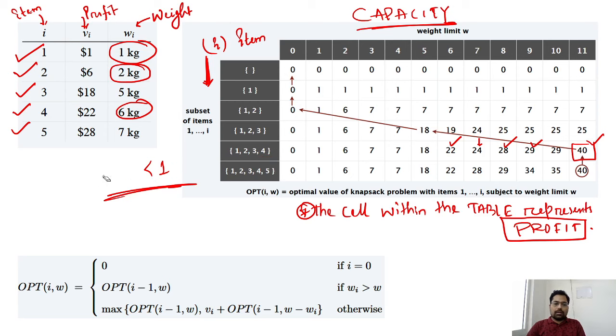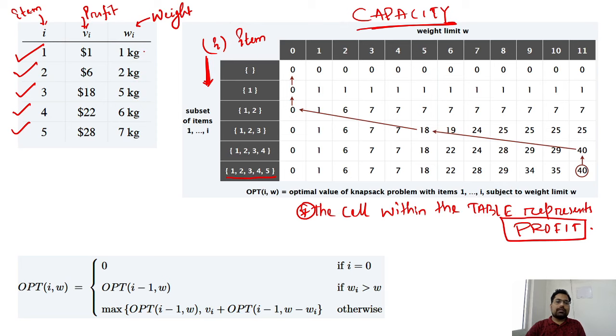Next, this one tells us if we add the fifth item. Okay, if we add the fifth item, means all the items will be considered. Now we will be focusing on the profit. So if we consider the 7th kg, just focus on the 7th kg. In 7th kg, the profit will be 28 instead of 24. Now you update and keep the same thing as it is. Do not change. This is a trick.